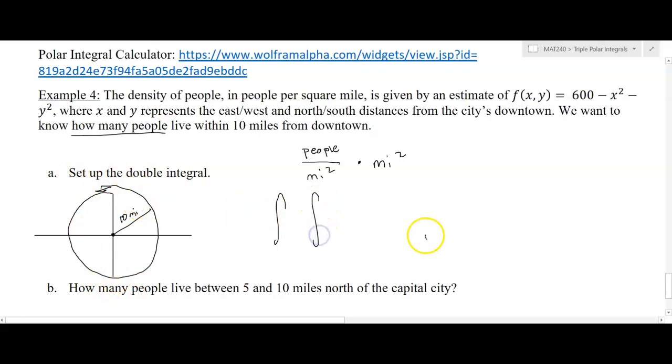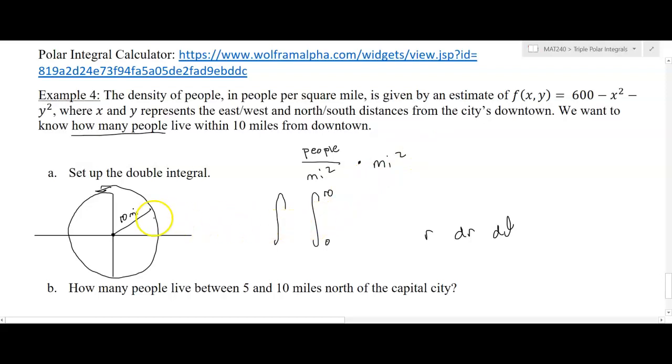But let's go ahead and say we did r dr d theta. That means my inner integral is going to have to be the boundaries for r. Okay, so r goes from 0 to 10. And it's really that simple. Your radius is from the origin, from r equals 0 to r equals 10.